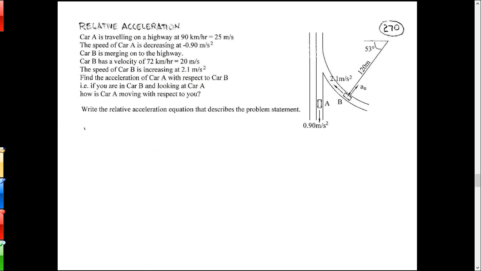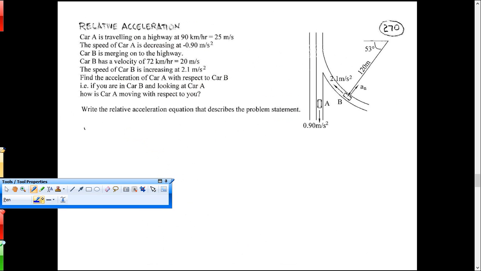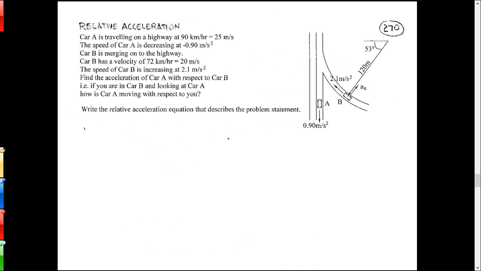Now, why don't we have a look at the acceleration then? Now, this one's a little trickier because acceleration has a little bit more to it. So we've got the same velocities, but now we'll give the acceleration information too. Remember, acceleration is a change in velocity. So what we've got here is the speed of A is decreasing at negative 0.9 meters per second squared. So that's going south at 0.9 meters per second squared right there.